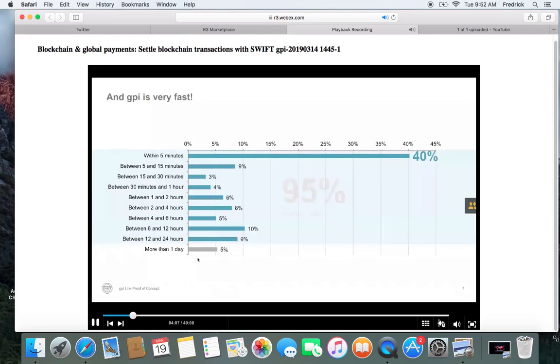And contrary to popular belief, the correspondent banking system seems much faster than we would self-anticipate. 40% of all the transactions are handled within 5 minutes. 95% are handled within 24 hours. So just to say that this shows that this system is quite fast and very reliable as such.